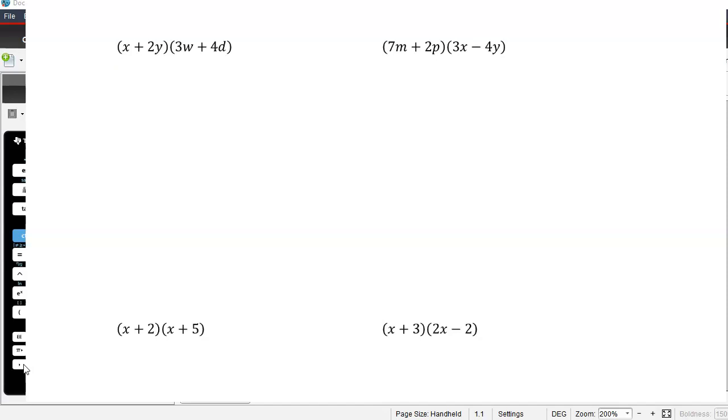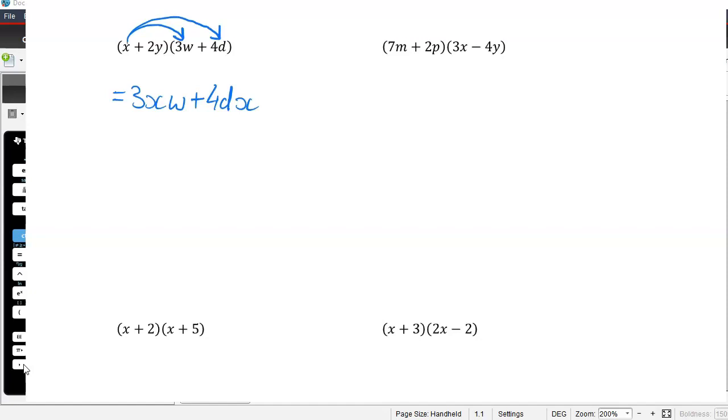I look at this first term, x, I times it by the first term in that second bracket, which is 3w. Then I have to times it by the second term in the second bracket. So that's x times by 3w, so 3xw. Then x times by 4d is plus 4dx.